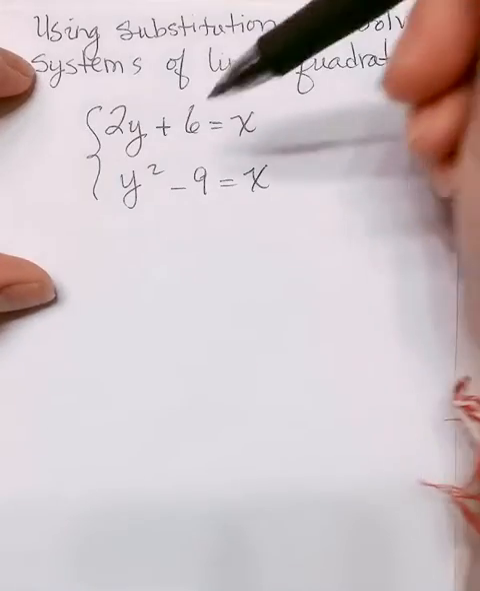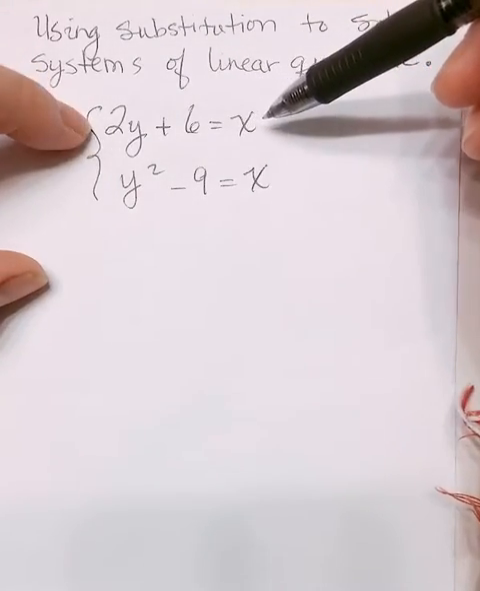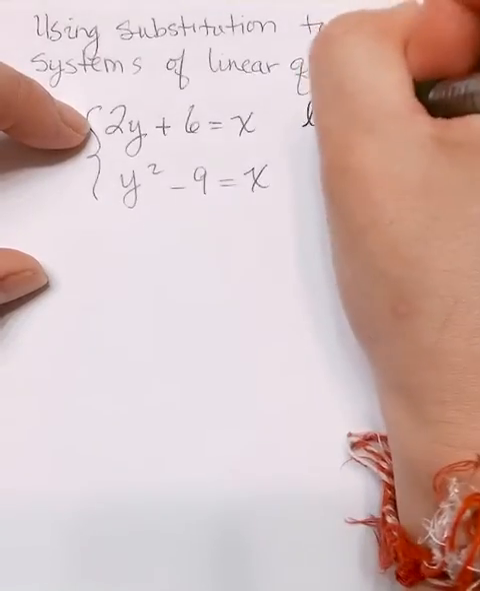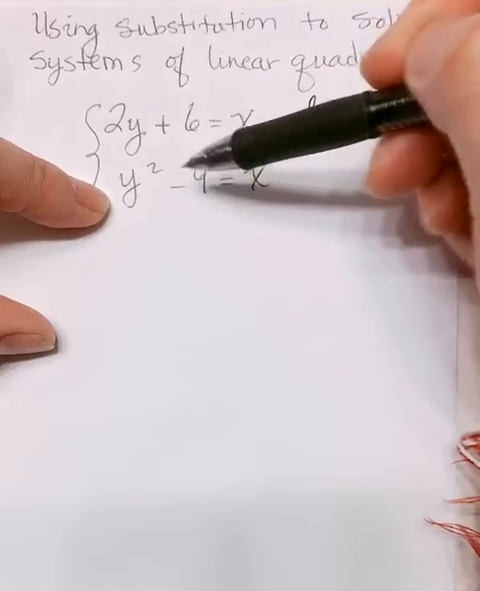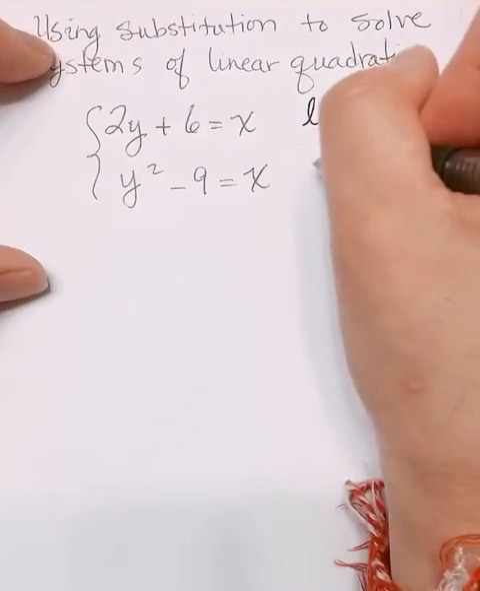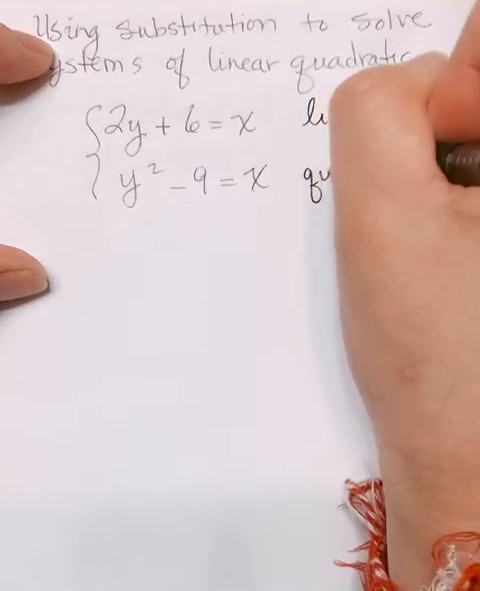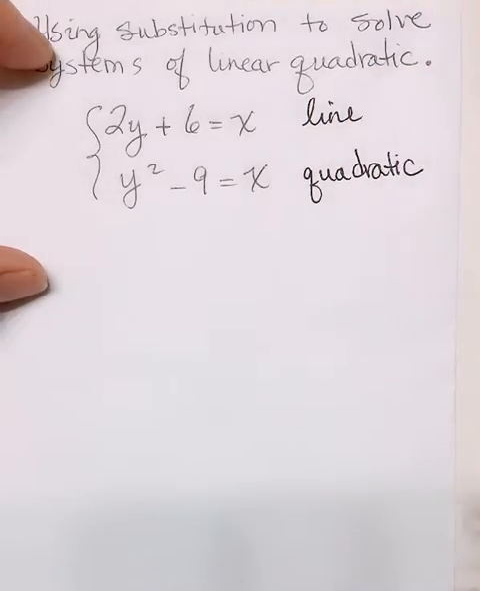So for example, this system is 2y + 6 = x. This is a line, right? And the next equation is y squared minus 9 equals x. This is a quadratic, okay? Don't be alarmed, because these are actually pretty simple to solve.